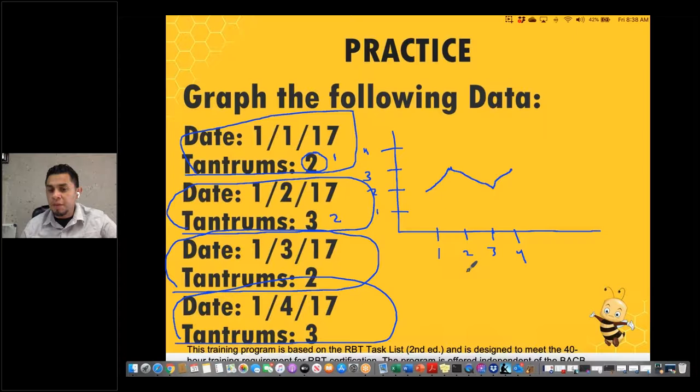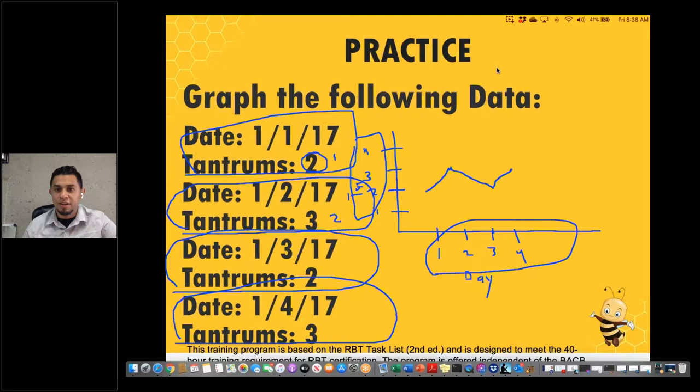And at the bottom here, I would maybe put days like we saw earlier, or sessions. And here you would put tantrums. Okay, you get the idea. So tantrums would be the behavior we're tracking here. So you would put the behavior tracking here, and this will be the days of your observations. Okay, so I hope that makes sense for you. All right, let's go on to the next slide.